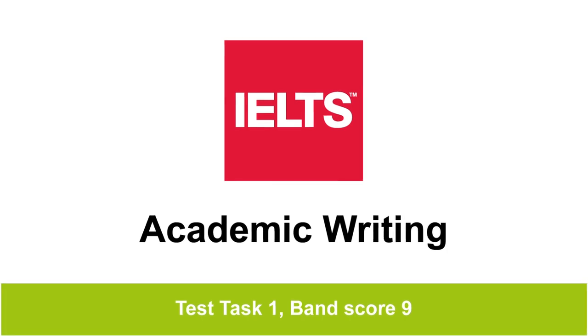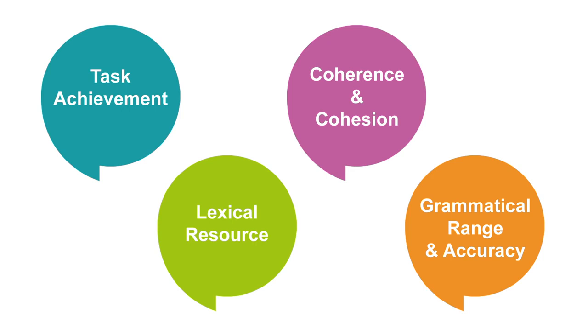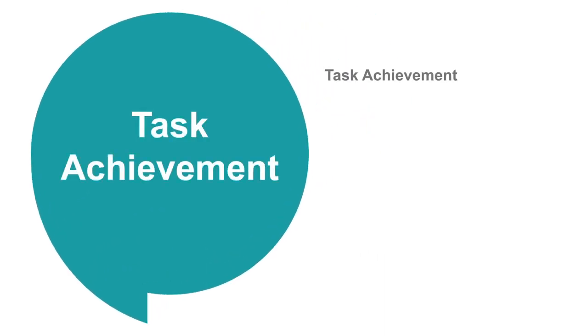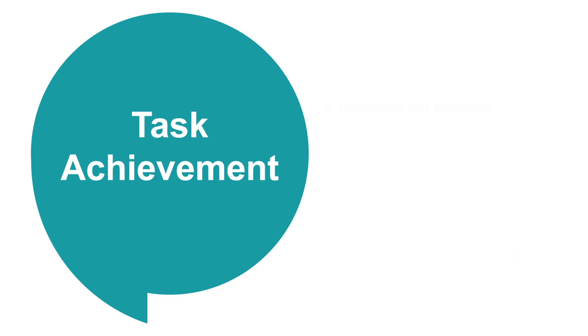Let's look at how the writing tasks are assessed. Each writing task is assessed by examiners according to the following 4 criteria. The first is task achievement. This refers to how well you have answered the question and also assesses if the information in your answer is relevant and accurate or correct, using the minimum of 150 words. For task achievement, it's important that you include an overview of the significant trends or information.